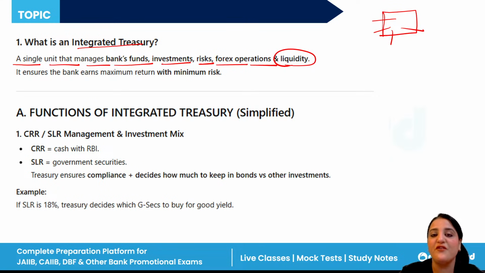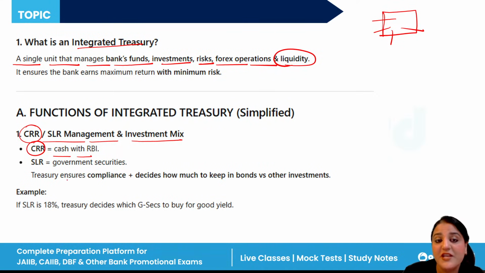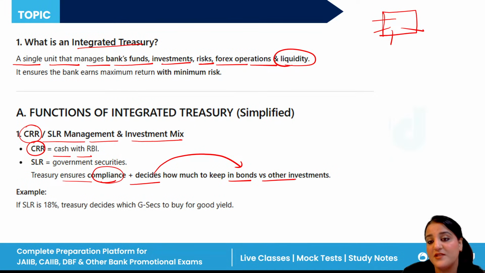So what are the functions of integrated treasury? CRR and SLR management and investment mix. What is CRR? Cash Reserve Ratio, cash with the RBI. SLR is the Statutory Liquidity Ratio, which is government securities. So treasury ensures that compliance, plus decides how much to keep in bonds versus other investment. Compliance means everything must be according to the rules.